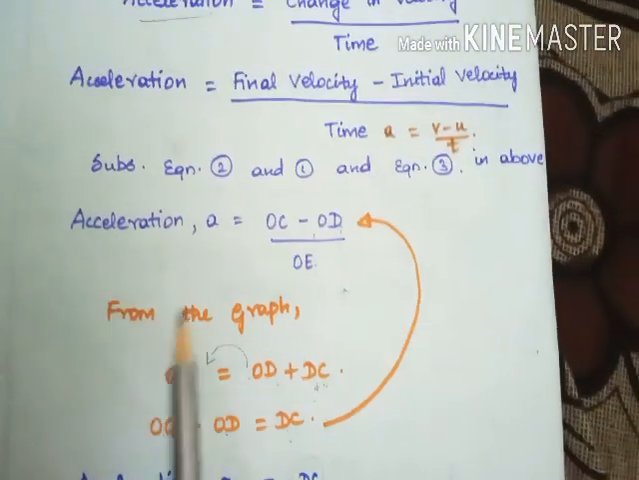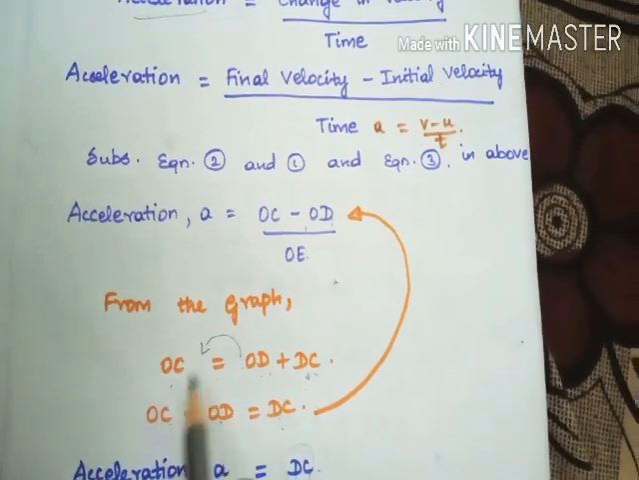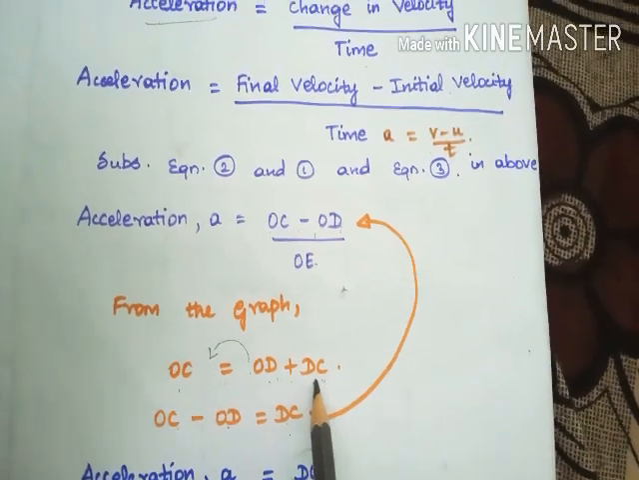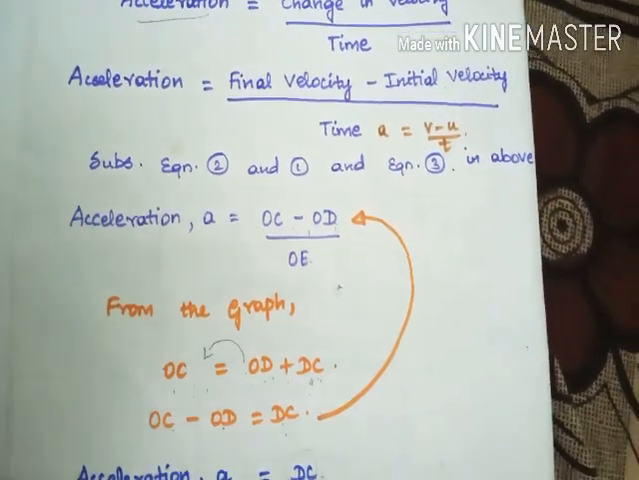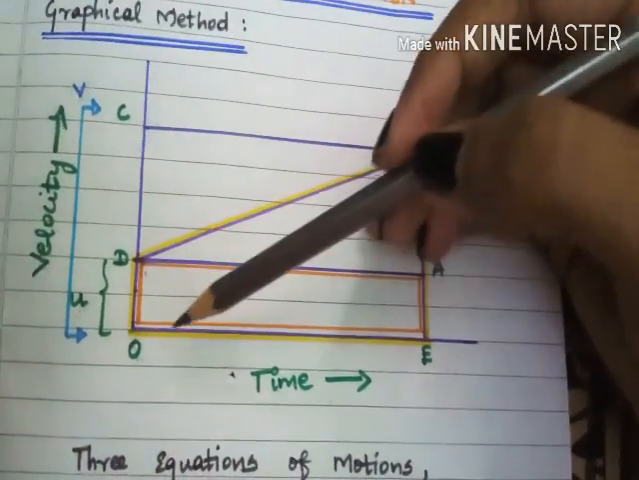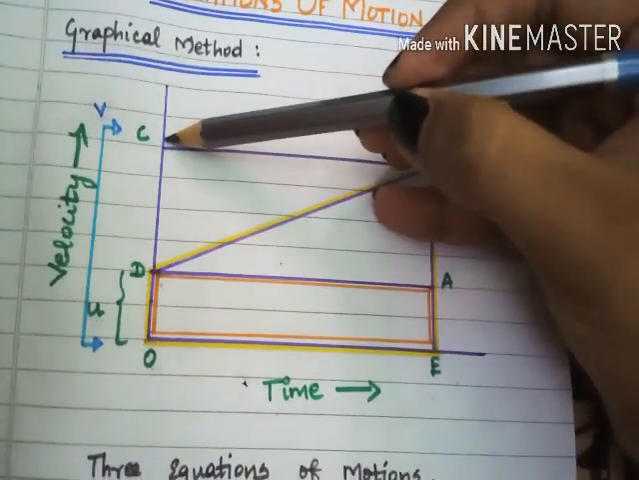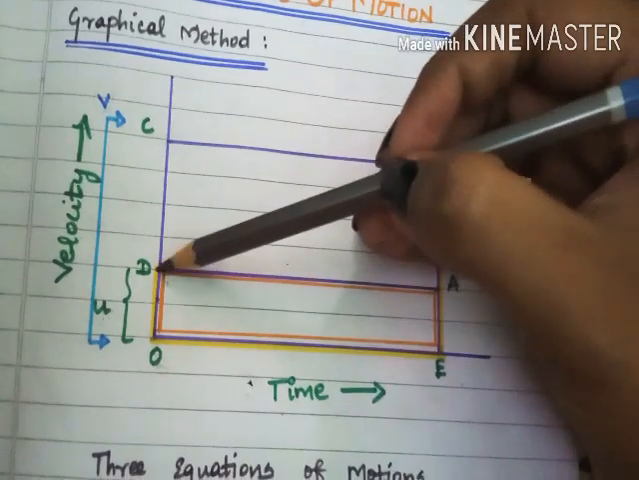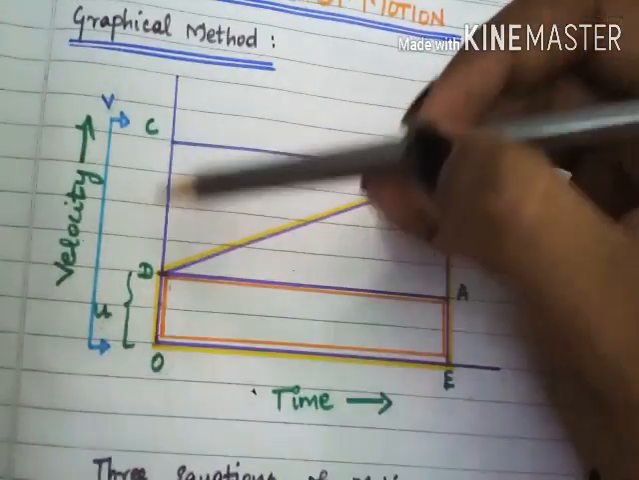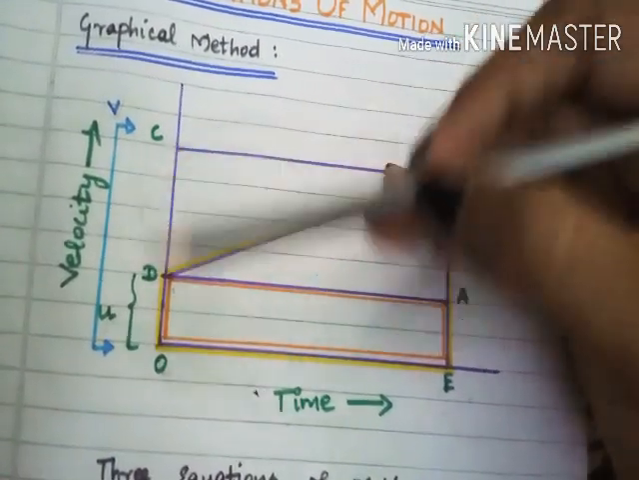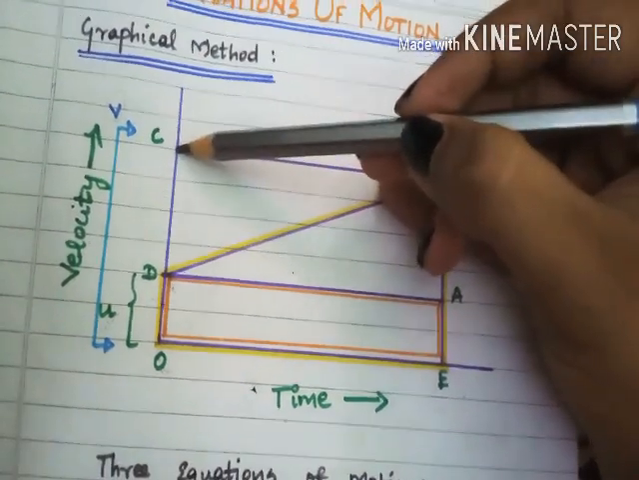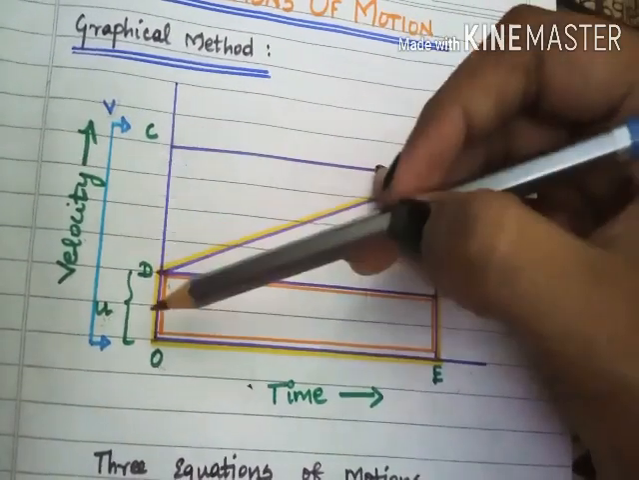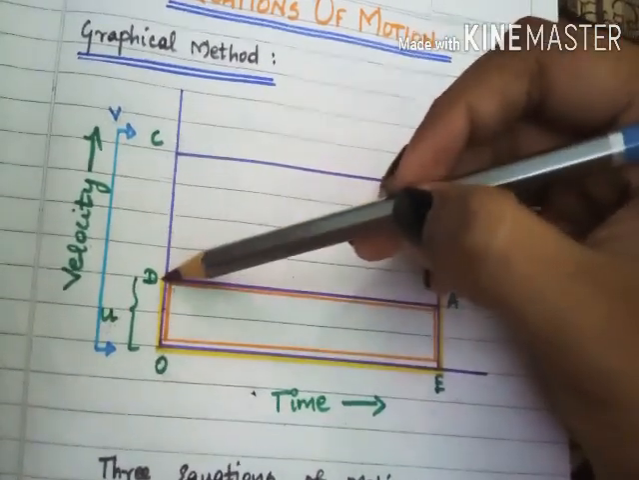From the graph we can write OC is equal to OD plus DC. I will show you how it comes. Now see, how do we represent this? OD plus DC. The total line segment OC is equal to OD plus DC. So OC is equal to OD plus DC.